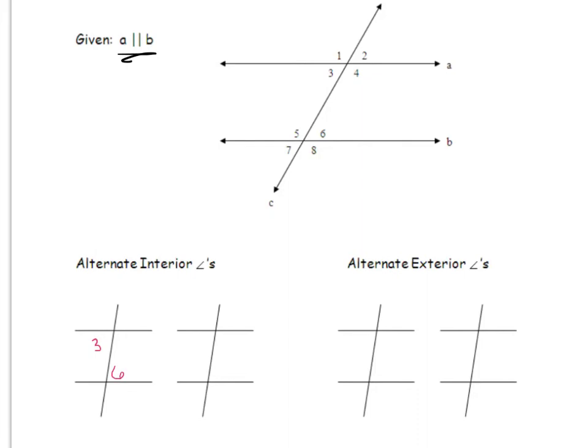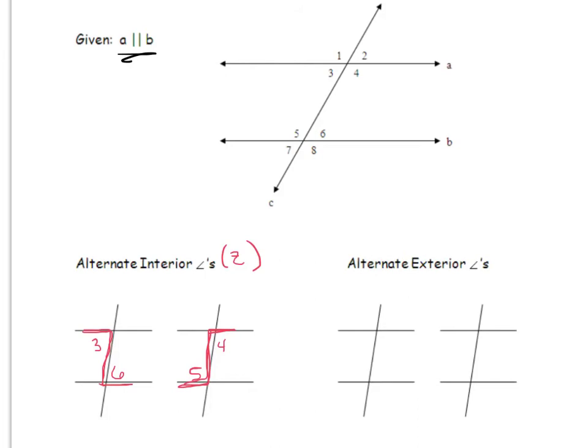Now another set of alternate interior angles, hopefully that you saw, were 4 and 5. These are on opposite sides of the transversal, but they're also on the inside. So 4 and 5 are here. Now, to help us remember this, the alternate interior angles actually make the letter Z. Alternate interior make the letter Z.